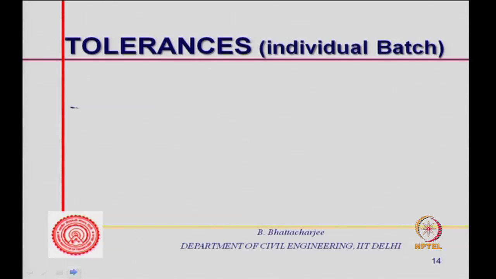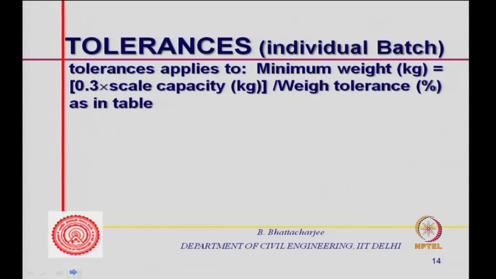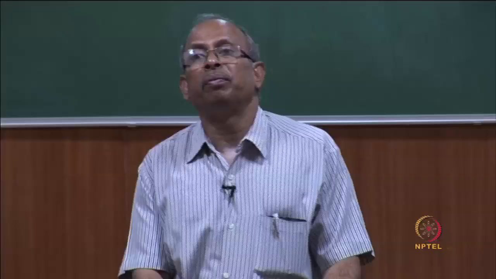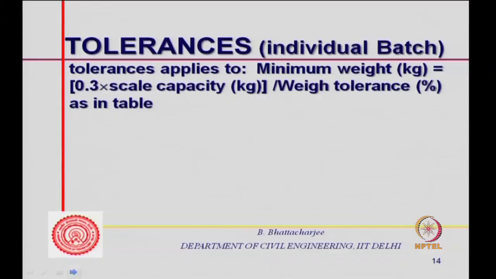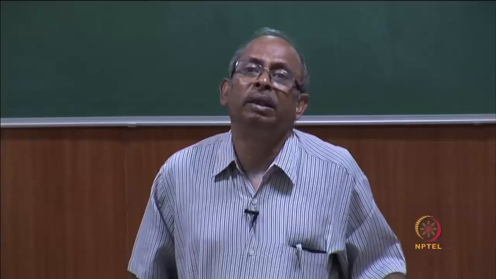minimum weight, that is 30% of the scale capacity divided by the weight tolerance as given in the previous table. For example, let us say I have a maximum capacity of about 1000 kg for my weighing system. So, the tolerance specified in the previous table will be applicable to 0.3 into 1000, which means 300 kg, divided by 1%, is the weighing tolerance.